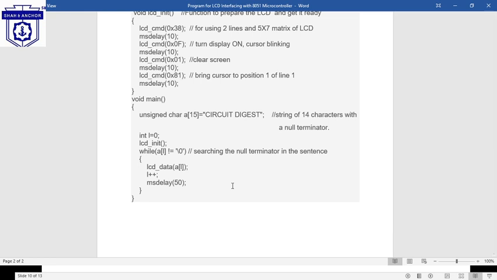So this is a simple string to display on the LCD. Which string are we displaying here? Circuit digest.